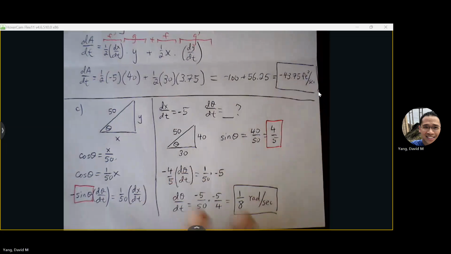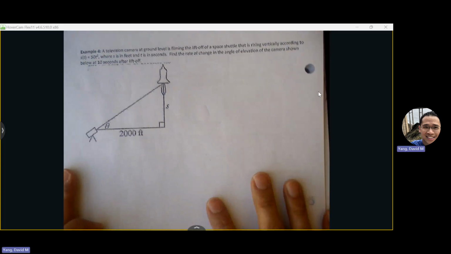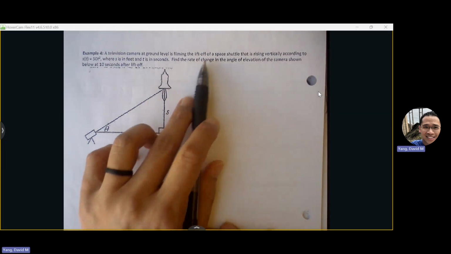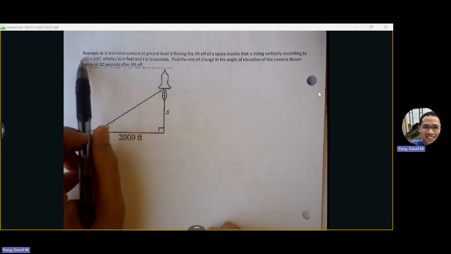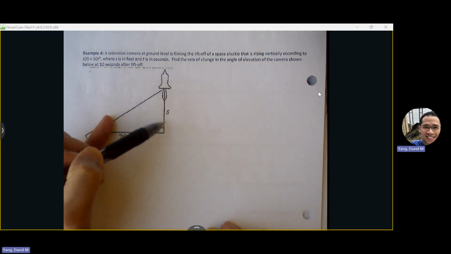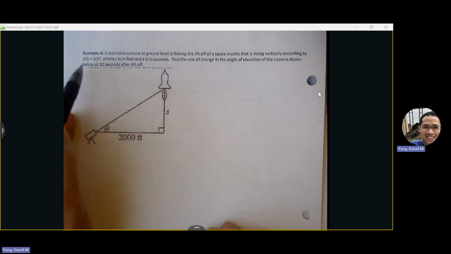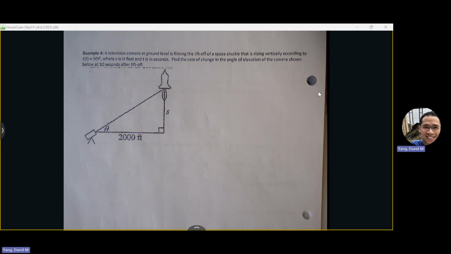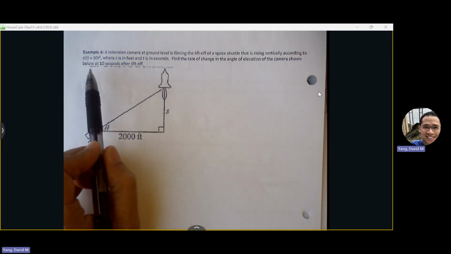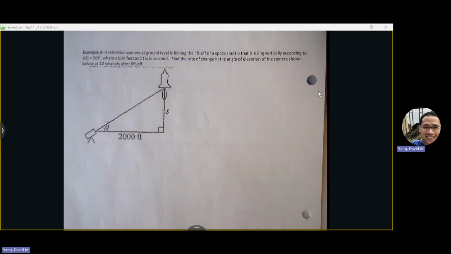Okay, example 4. Okay, numbers are a little bit larger with this example, but we can use our calculator with Pythagorean theorem here. All right, here's example 4. A television camera on the ground level is filming the liftoff of a space shuttle that is rising vertically according to s of t equals 50t squared. So this gives us the position formula for the height of this rocket at any moment in time. S is in feet, t is in seconds. Find the rate of change in the angle of elevation, so we're looking for d theta/dt, of the camera 10 seconds after liftoff.